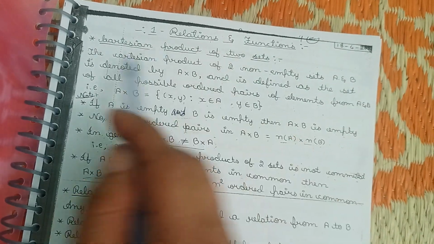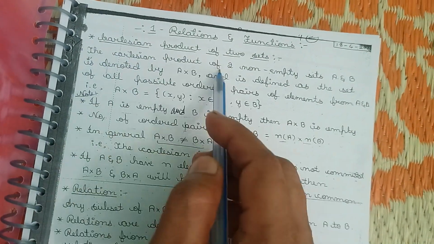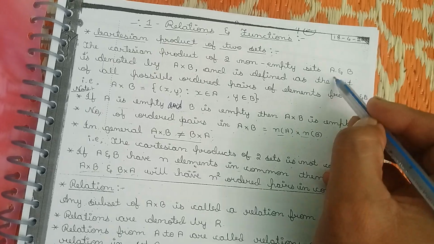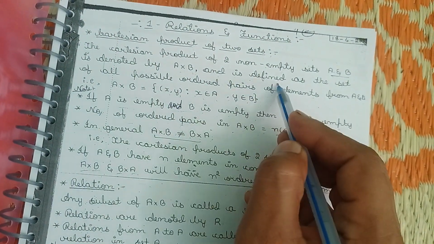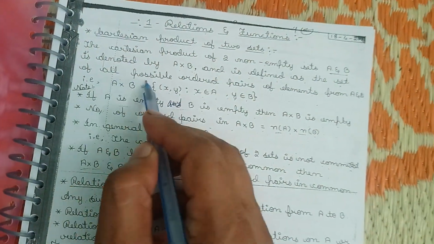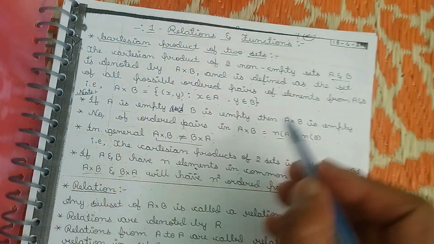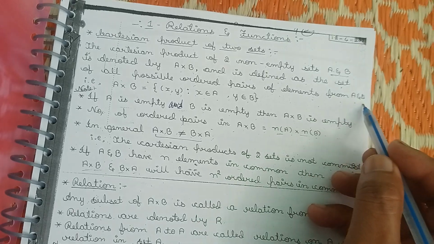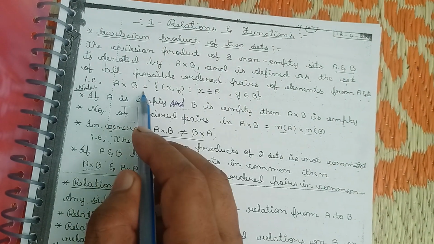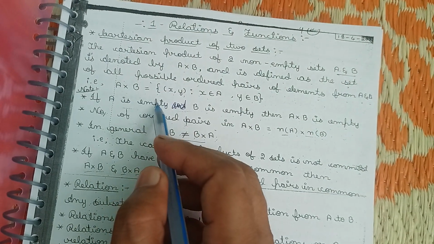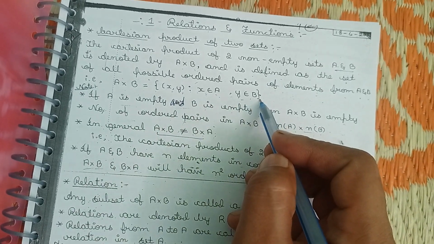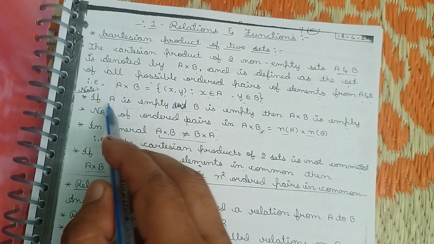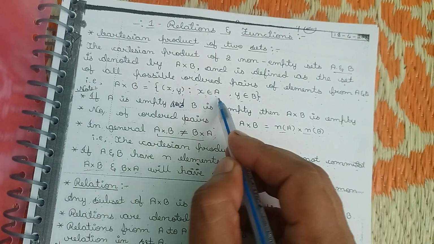The Cartesian product of two non-empty sets A and B is denoted by A cross B and is defined as the set of all possible ordered pairs of elements from A and B. That is, A cross B equals the set of (x, y) such that x belongs to A and y belongs to B. We denote it like this.